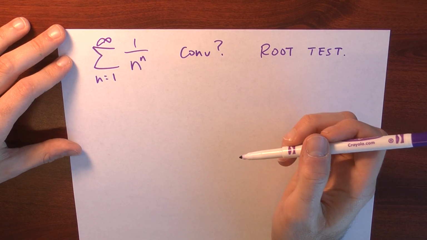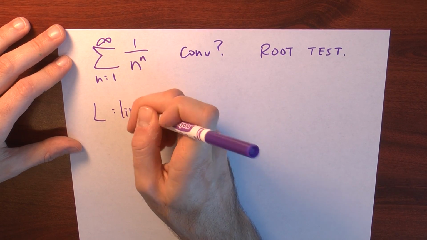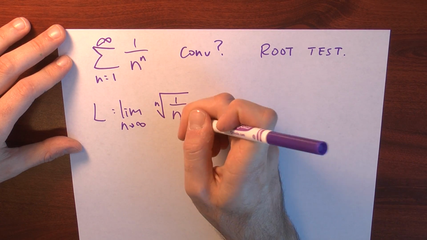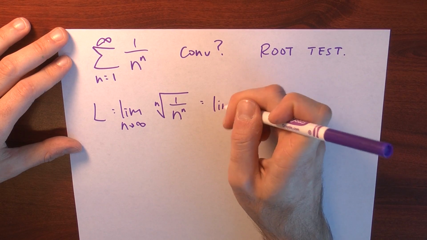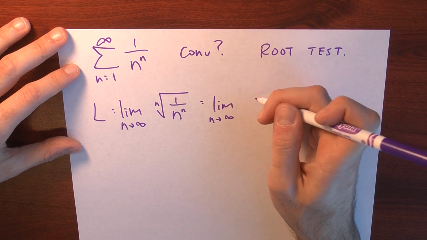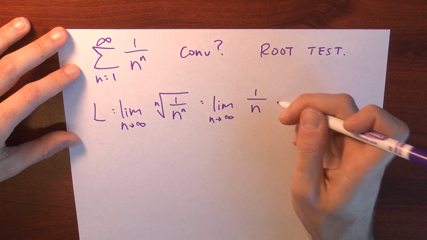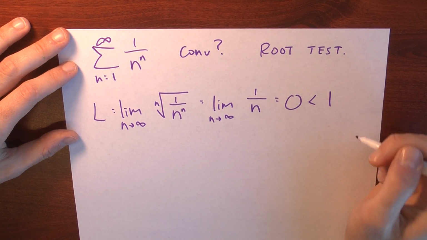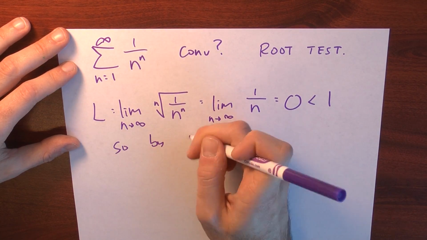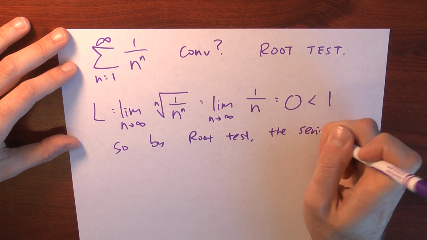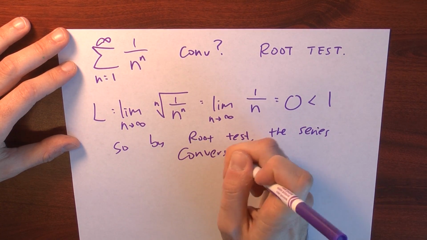Well, this is a series all of whose terms are positive, so I'll calculate big L, the limit as n approaches infinity of the nth root of the nth term. Well, this is the limit as n approaches infinity. What's the nth root of the nth power? Well, that's just n. So this is the limit of 1 over n as n approaches infinity. That is 0. And 0 is less than 1. So by the root test, the series converges. But in that case, I could have just used a comparison test.